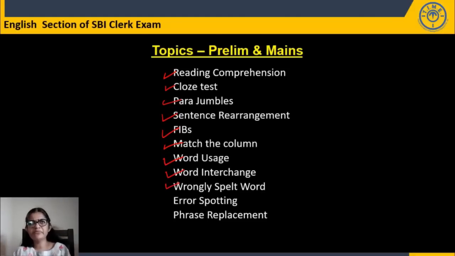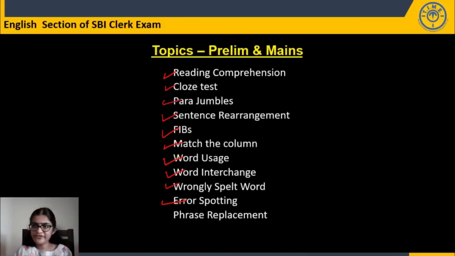It has not been appearing very often now, but once in a while, yes. You have to identify the wrongly spelt word or the correctly spelt word. So this tests your knowledge of vocabulary and spelling. Then error identification. Error identification is again a very, very common pattern in all clerk exams.